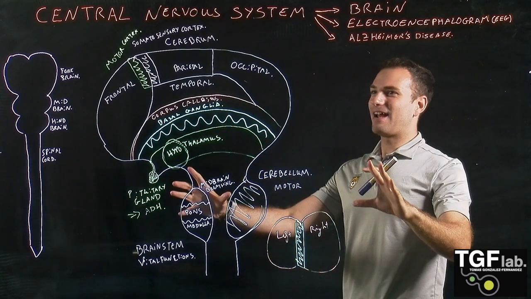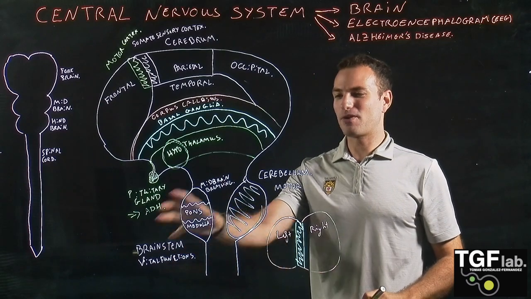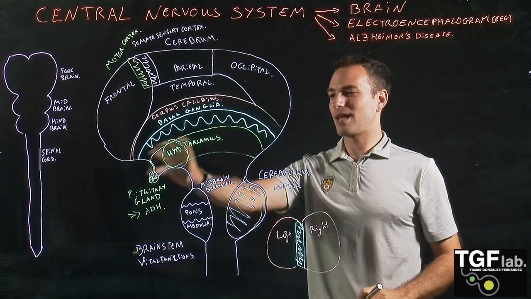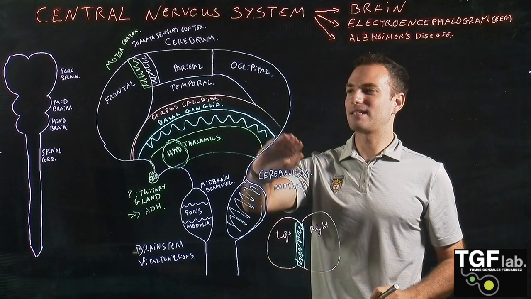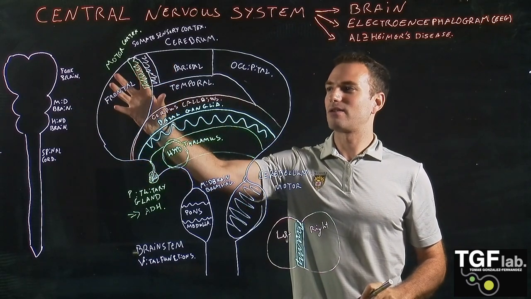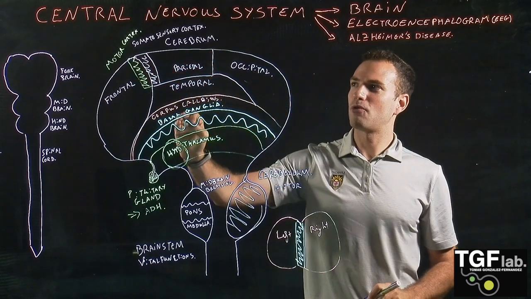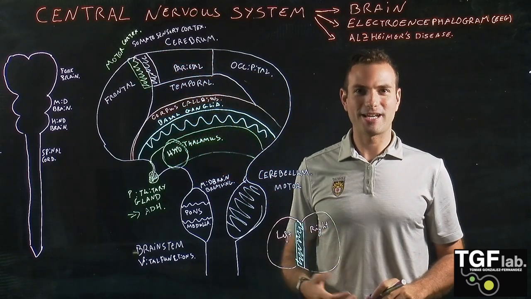Okay, so I think that I've gone through all the regions of our brain. So starting, we have brainstem, cerebellum, thalamus, hypothalamus, pituitary gland, basal ganglia, corpus callosum, and then the lobes of the cerebrum: frontal, parietal, temporal, and occipital. Very important, the motor cortex and the somatosensory cortex.